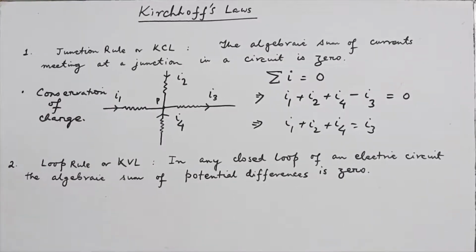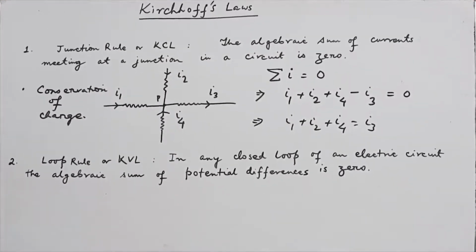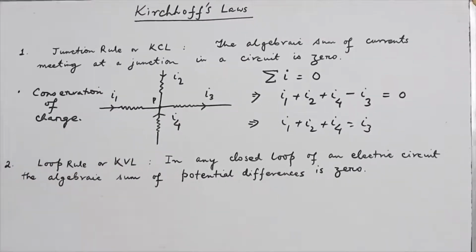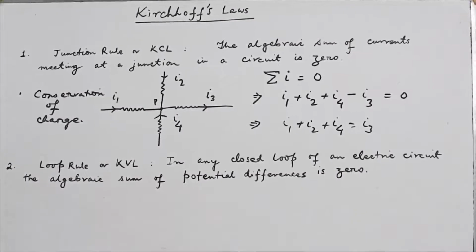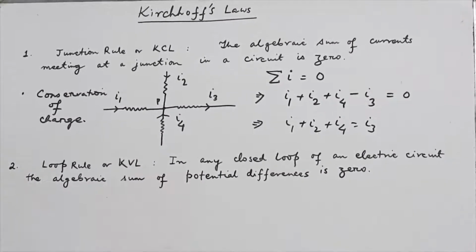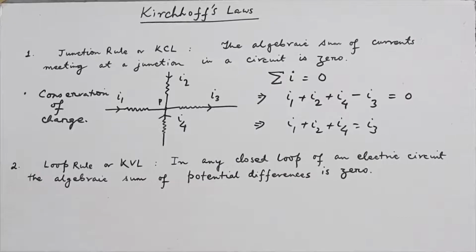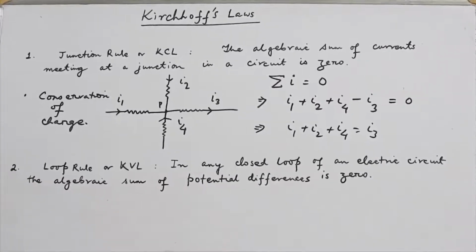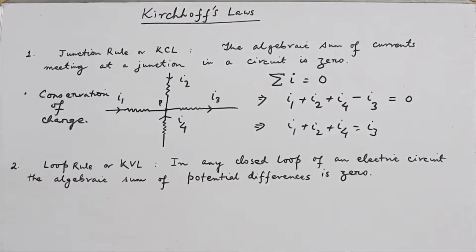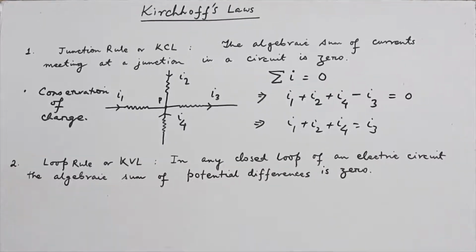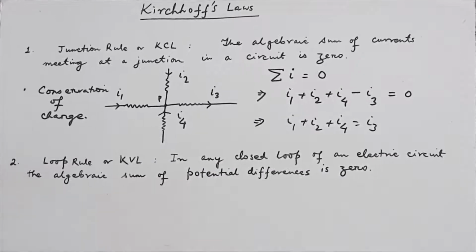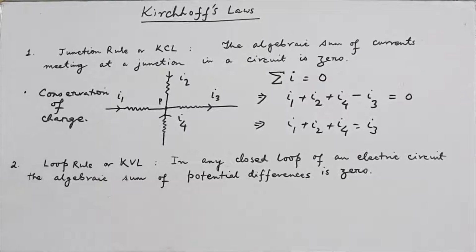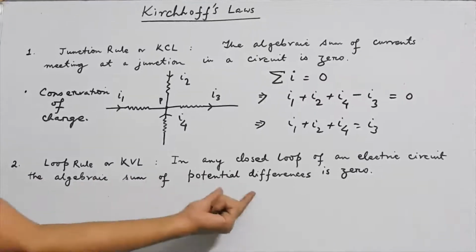Now the next law that we apply in complex electrical networks is the loop rule or KVL or Kirchhoff's voltage law. Now, in this case, we have to assume a closed network or a closed path or a closed loop in an electrical circuit. There might be several such closed loops in a complex electrical network. In any closed loop of an electric circuit, the algebraic sum of the potential differences is zero.